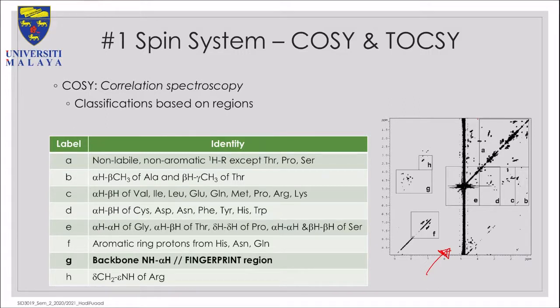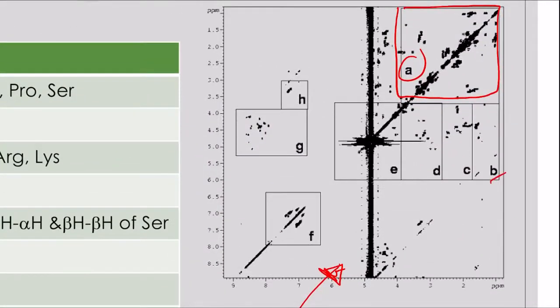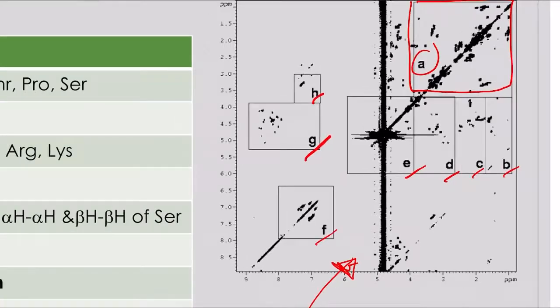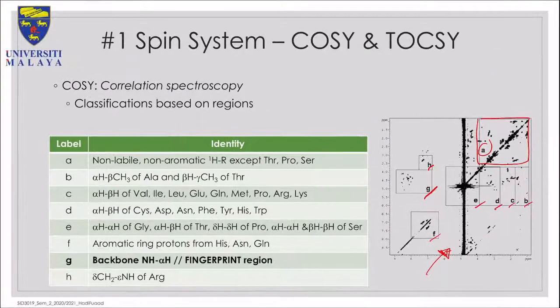You can see here you have the A region up here. You have B, C, D, E, F, G, and H. Each region corresponds to one unique feature or identity. A is for non-labile, non-aromatic side chain protons, except for threonine, proline, and serine. B is for this, C, and so on and so forth.